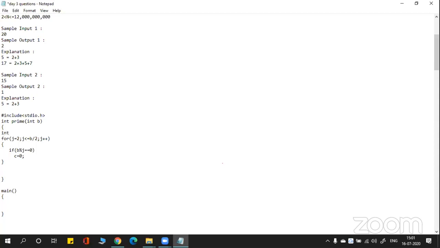I should declare the variables I'm taking here. I took j and c. b is already declared, so let it be. Initially I'm making c equal to 1. Can anyone tell me why I took b by 2? In this prime number logic, I took b by 2.